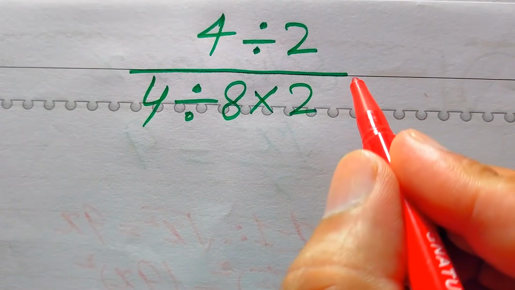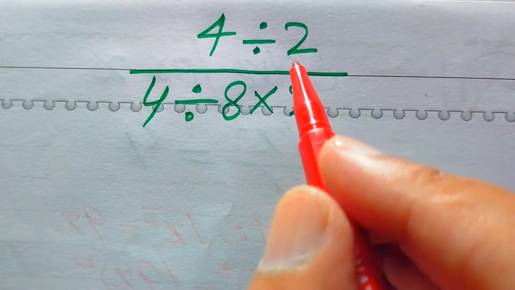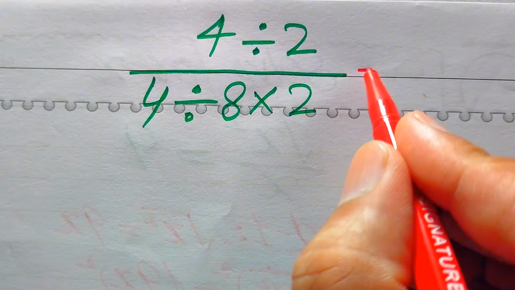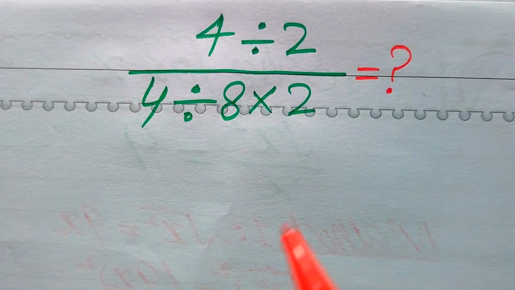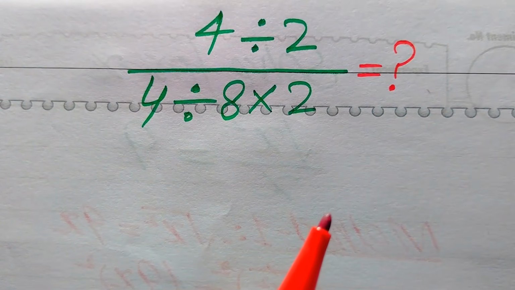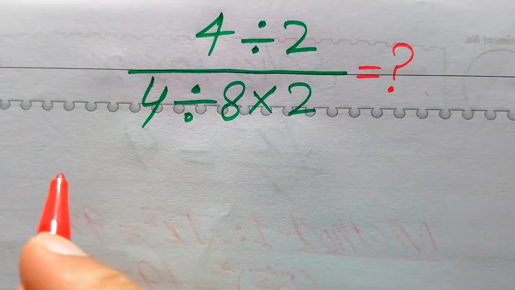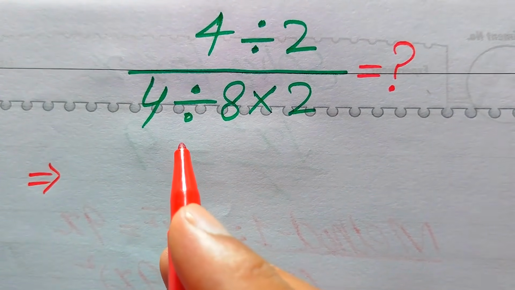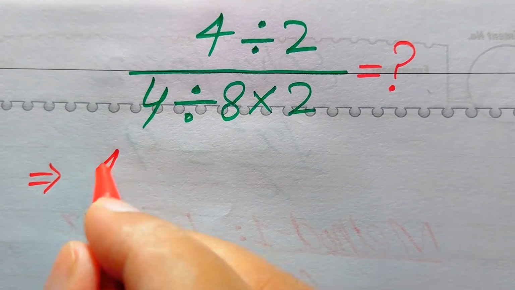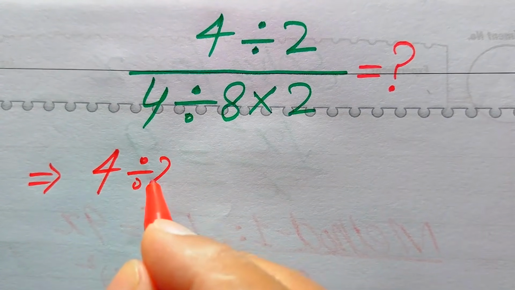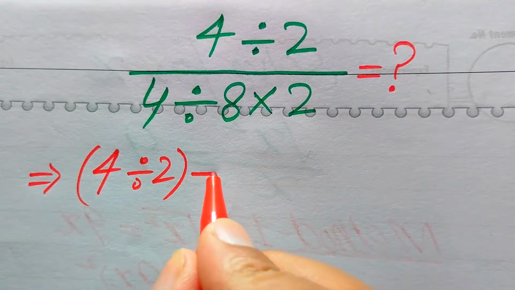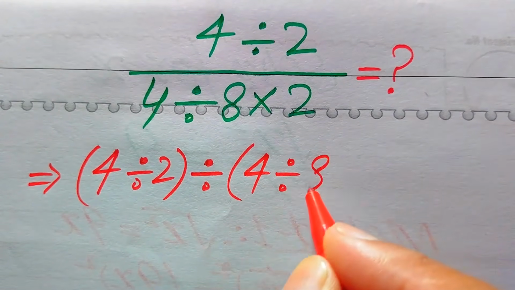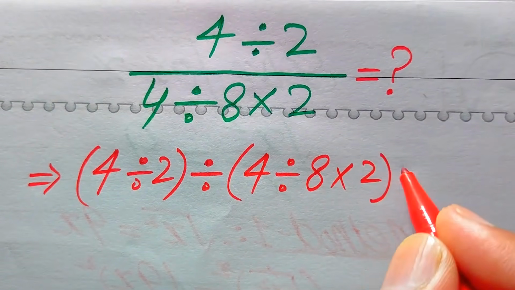So here we have this nice algebraic expression: 4 divided by 2 over 4 divided by 8 times 2 is equal to what? We write this algebraic expression into the simplified form. So here first we write this expression into the one line form, and we get 4 divided by 2, and this is divided by 4 divided by 8 times 2 is equal to what?